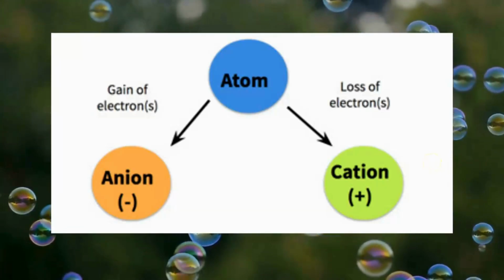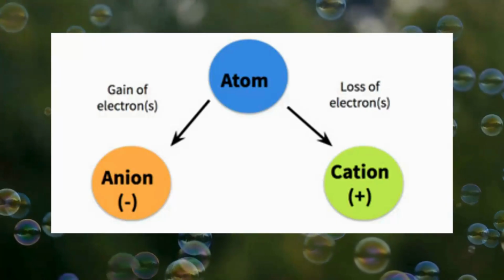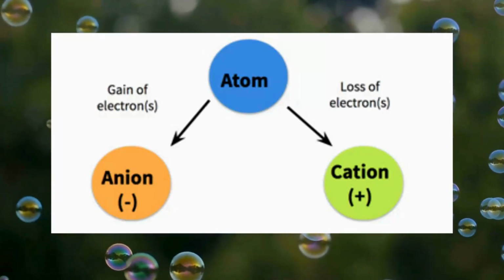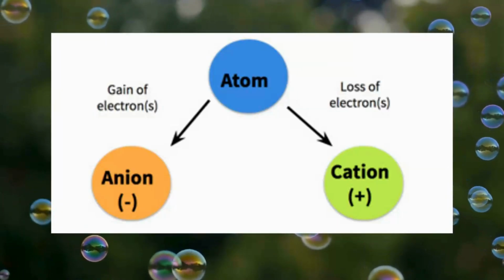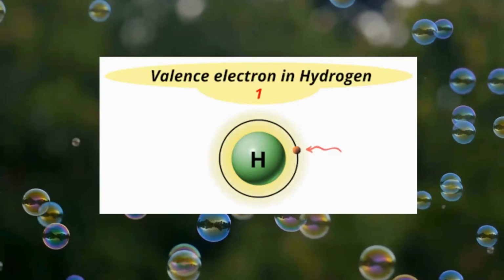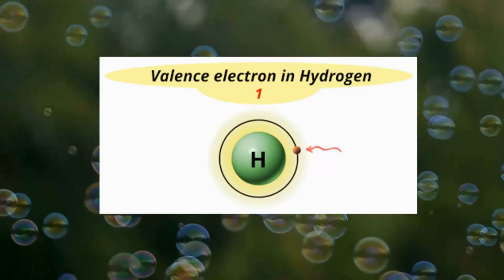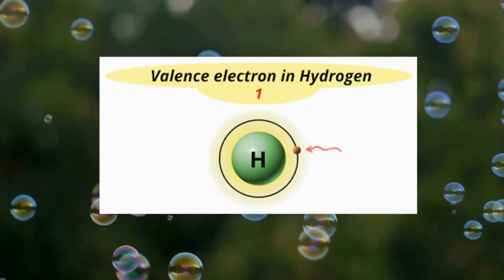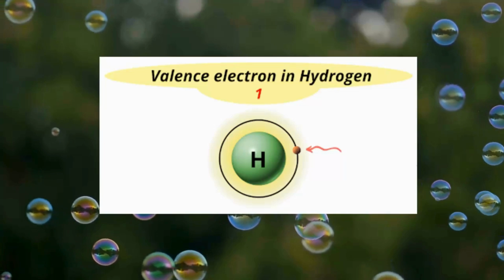So the physical and chemical properties of an atom depend upon how they react with the other atoms. That means how they fulfill their outermost shell with electrons by sharing electrons with the other atoms. Now, in hydrogen, we can say the valency of hydrogen is 1 because it has only 1 electron in the outermost shell. So it has a tendency to share electrons with the other atom.